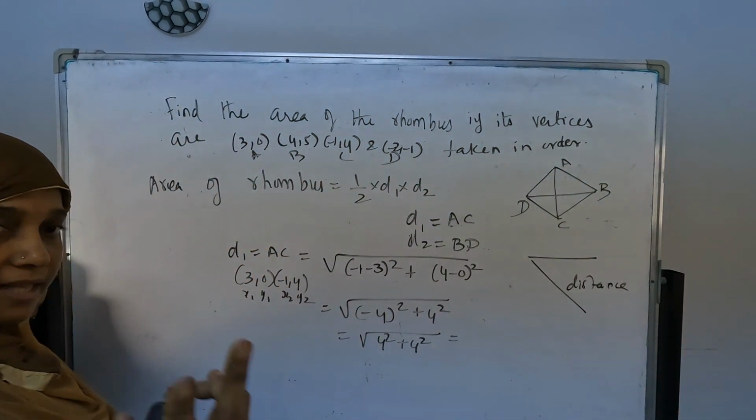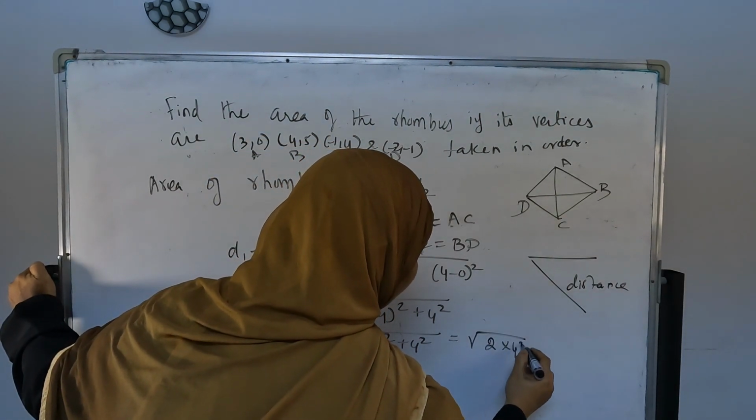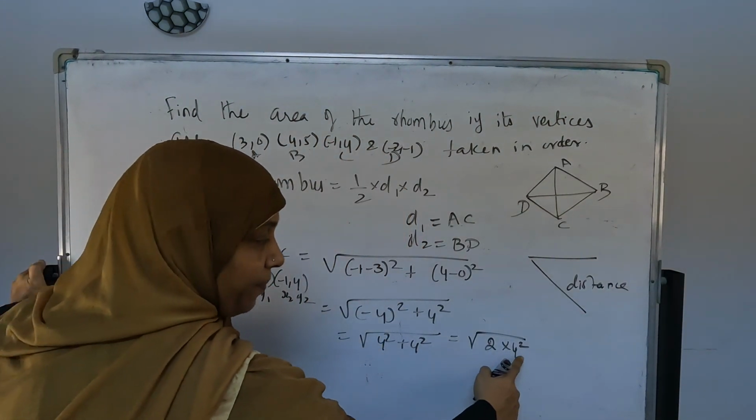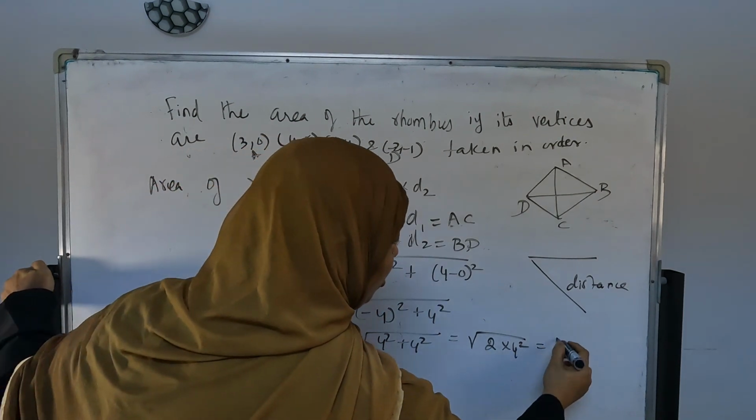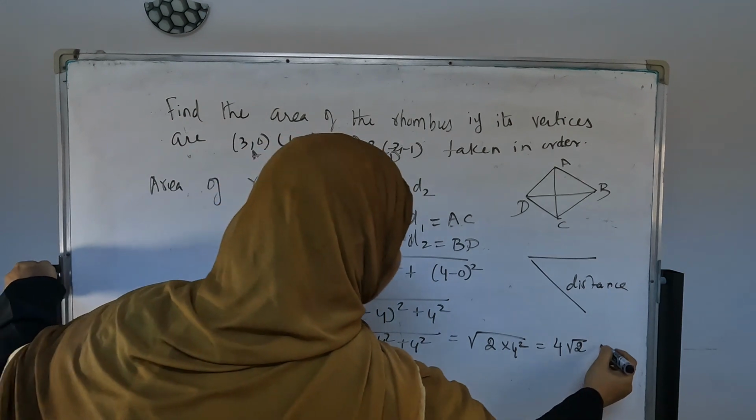How many 4 squares are there? 2 4 squares are there. So you write 2 into 4 square. 4 is coming 2 times, so write 4 one time outside and write 2 inside. Units.